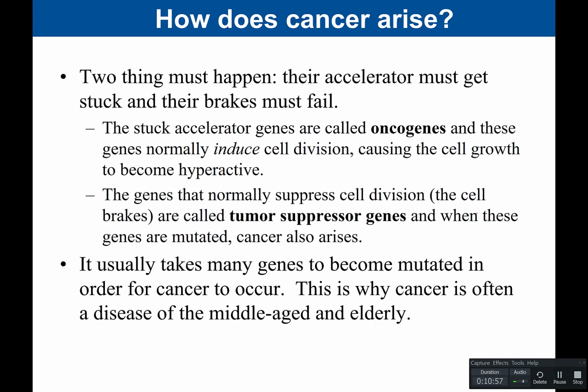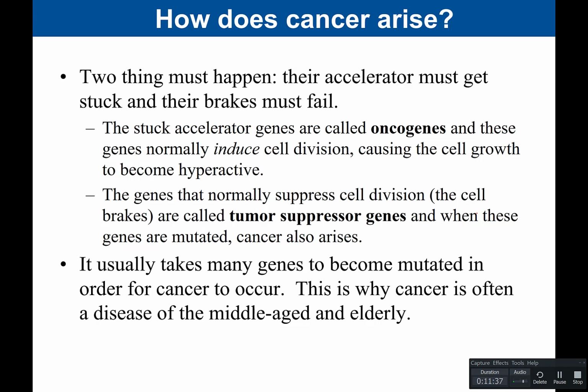And so in order for cancer to arise, you need to get mutations in both sets of genes. You need the oncogenes to get mutated to tell the cell to divide all the time, and you need the brakes to fail. You need a mutation in the tumor suppressor genes. Those tumor suppressor genes would normally say, stop dividing, but if they're mutated, the cell no longer gets that signal. And if the oncogenes have become activated, now the cell is being told to divide all the time, and there's nothing telling it not to divide. And so that's going to lead to cancer.